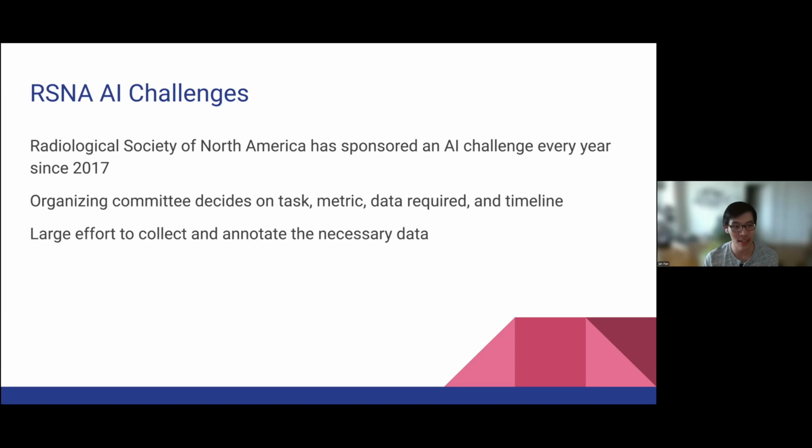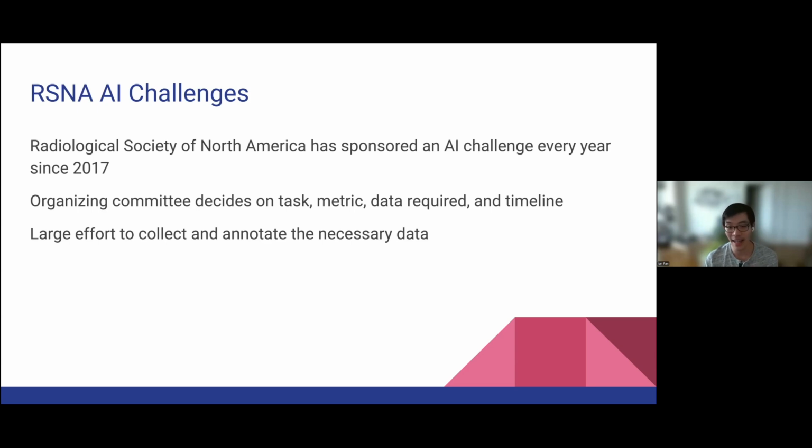So there's an organizing committee. They decide what task they want the challenge to be about. They design the metric. They determine how much data they need. They coordinate the data collection effort, often from multiple hospitals across multiple countries, and determine the timeline for the competition.